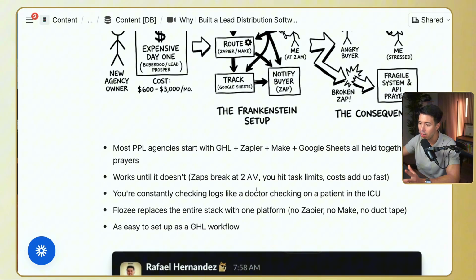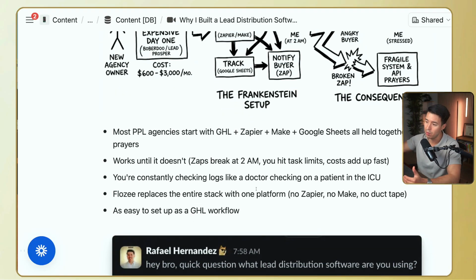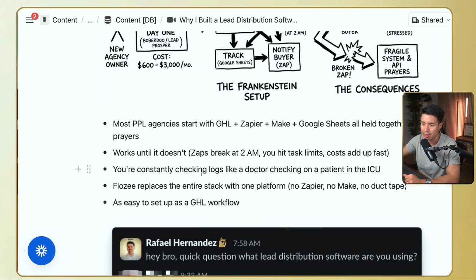Your Zap breaks at 2 a.m. You hit your task limits. Cost adds up with Zaps. Also, you're constantly checking the logs, trying to figure out what's going on. Flowzy, the software, replaces that entire stack with one platform. Lets you see the lead statuses. You have a whole timeline.